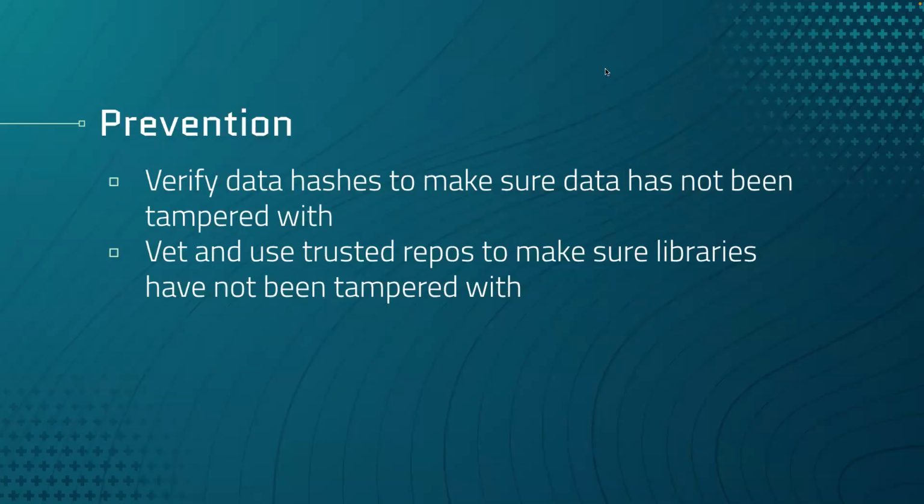Prevention, using data hashes for whatever data is coming in. So making sure that you actually verify with whoever's sending the data over that they're sending the right data and it hasn't been tampered with. And then vetting and using trusted repos to make sure that libraries have also not been tampered with.